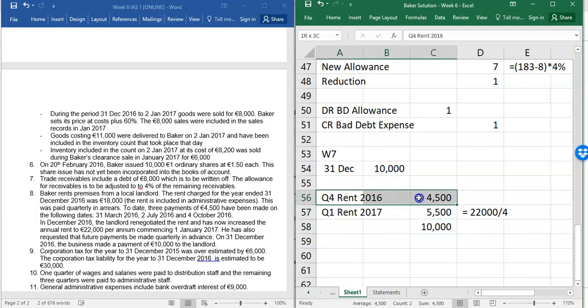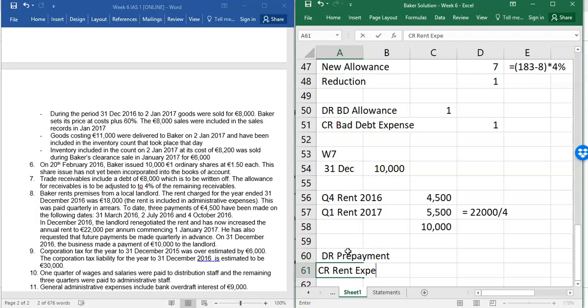They've paid their normal rent, which is fine, and that's expensed. There's no problem with that. That's the rent for 2016. But what they've also done here is they've done 5,500, and they've expensed that as well. Now that's actually not an expense for 16. That's a prepayment for 17. So the entry there that would have happened would have been credit bank, debit rent expense. But technically that 5,500 should be debit prepayment, which is a current asset, and credit rent expense.